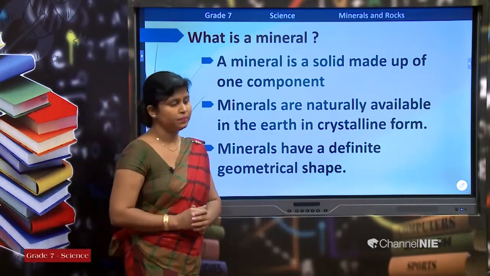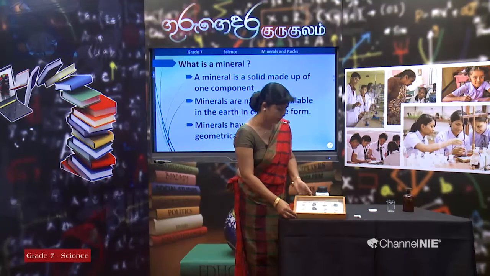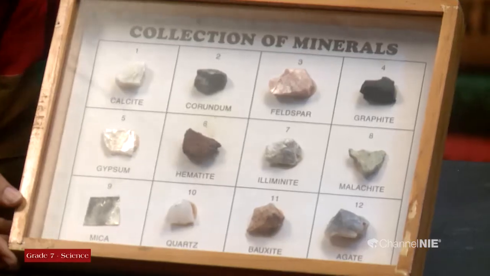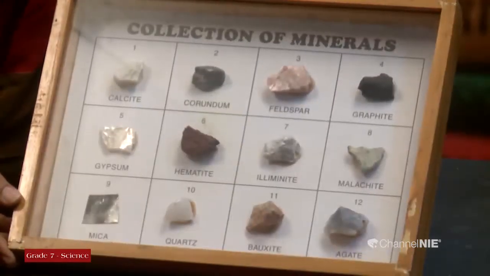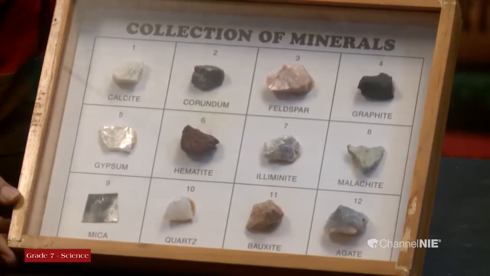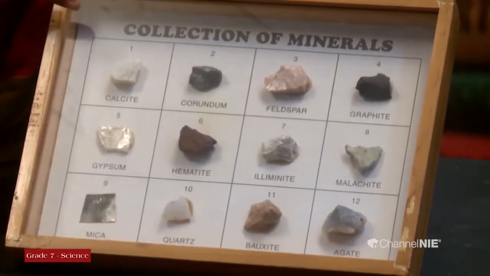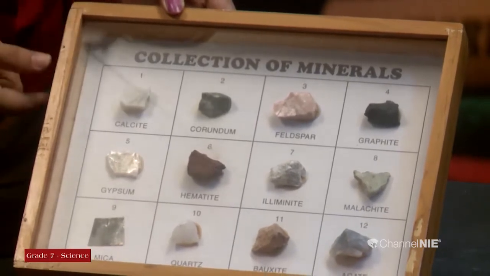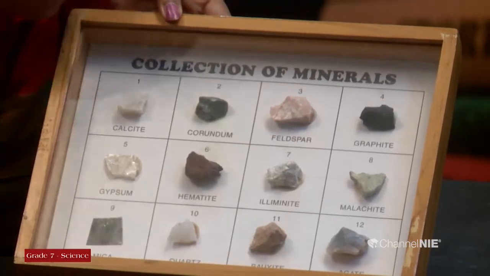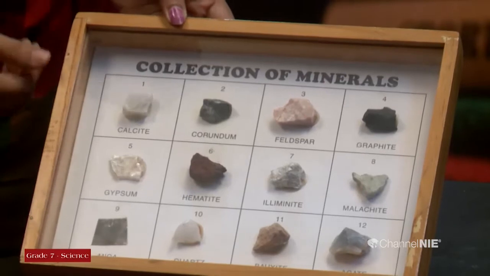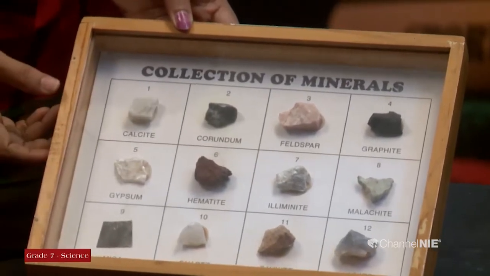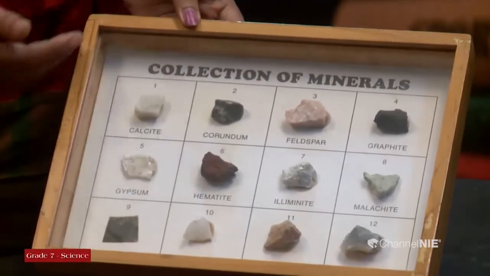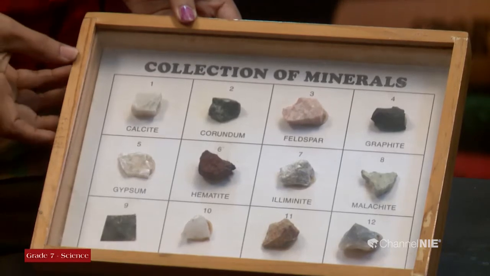Then I have got some minerals to show you. I think you all can easily identify the minerals given in this sample. The names of the minerals are also mentioned. Some minerals that are very familiar to us can be read in this way. You can see first one is calcite, right? It is a mineral. Then second one corundum, then feldspar, graphite, then gypsum, hematite, ilmenite, then malachite, mica, quartz, bauxite. Right, now those are the examples for different types of minerals.